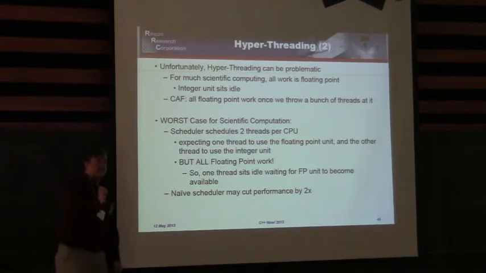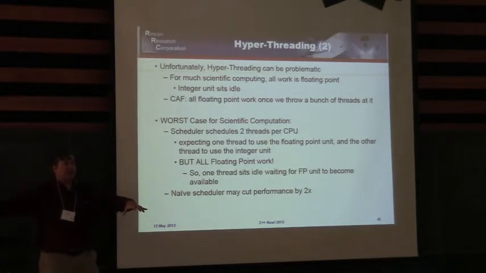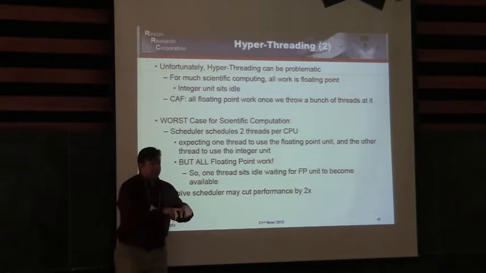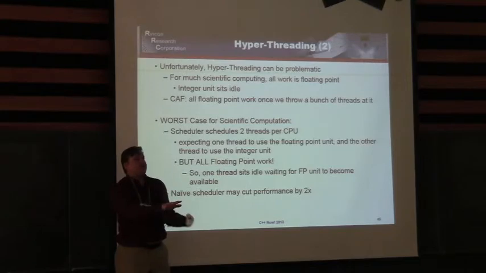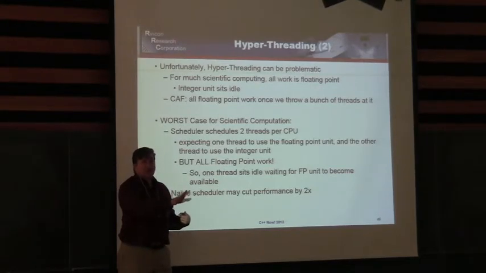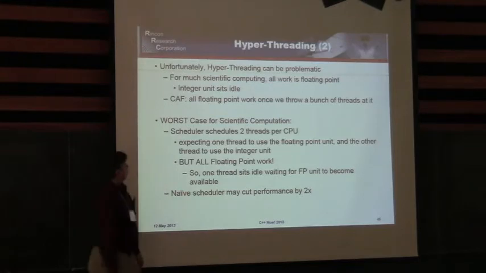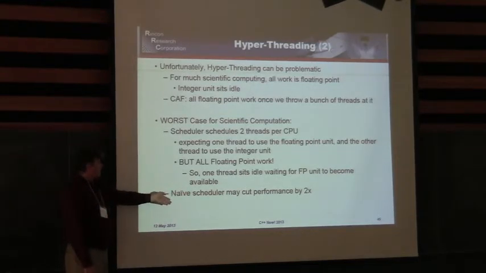So the worst thing that could possibly happen on a hyper-threaded machine is, let's say I've got 6 CPUs, the machine I was on before, and some naive scheduler comes in, and it schedules 2 floating point operations on this CPU. Only one can get through. The other one is sitting here saying, I want to get in at the same CPU, but the only thing that's available is an integer unit. So where this thread could be running in parallel on one of these other processors over here, it gets stuck serialized behind the other thread that's doing floating point work. So the worst possible case for scientific computation is that a naive scheduler may cut your performance by 2x.